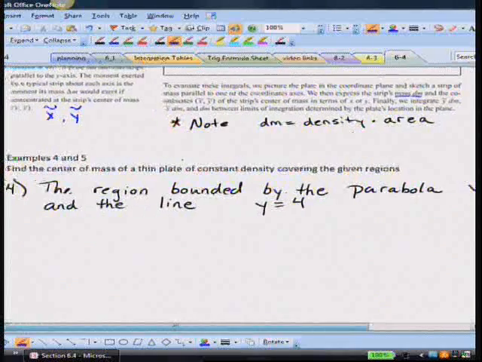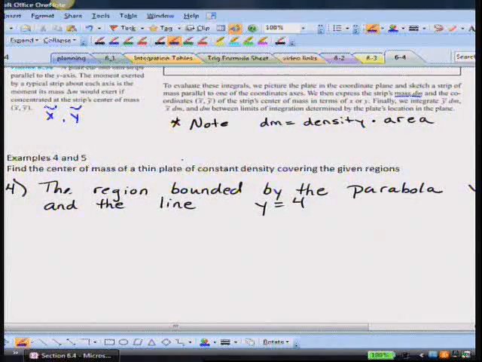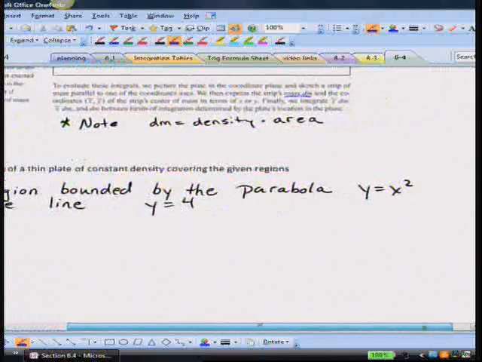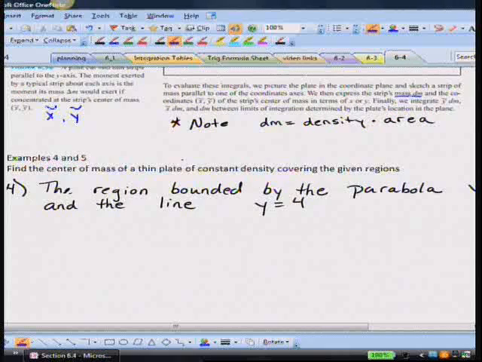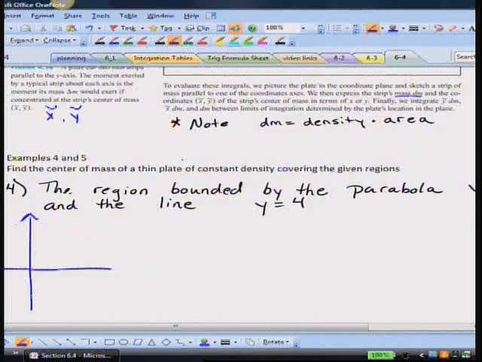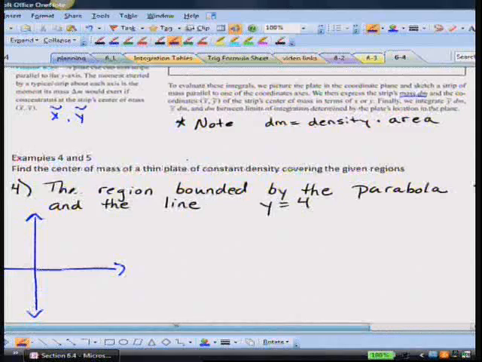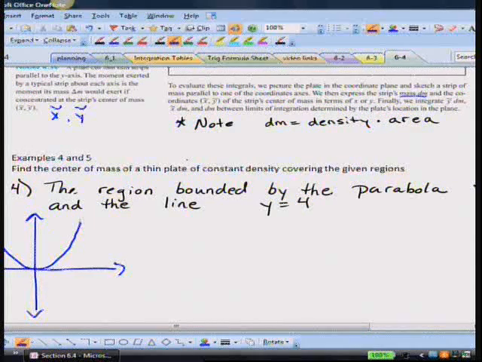All right, so you are asked on this problem to find the center of mass of a thin plate of constant density covering the given regions. That's what we're going to do on these two problems. And this first one is the region bounded by the parabola y equals x squared and the line y equals 4. So just to get a visual of what you're looking at here, y equals x squared, of course, is just the parabola, and y equals 4 is just a horizontal line.